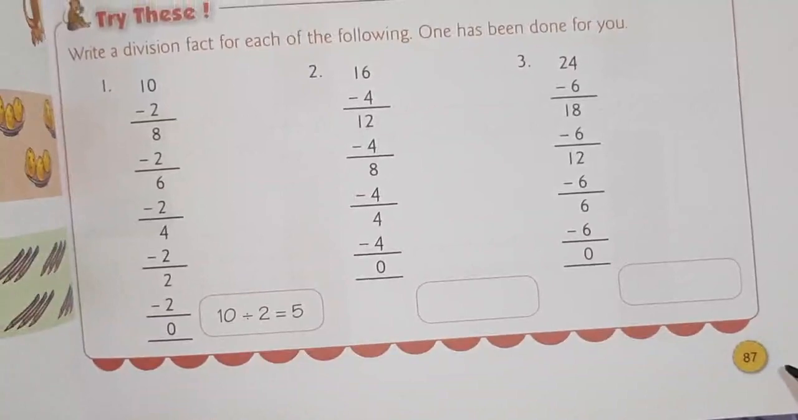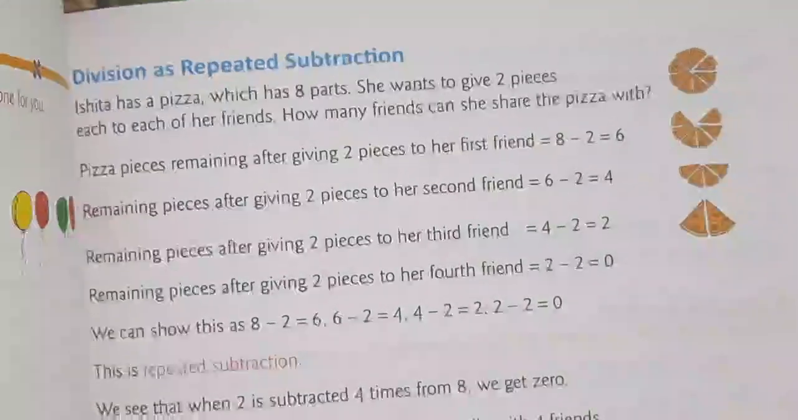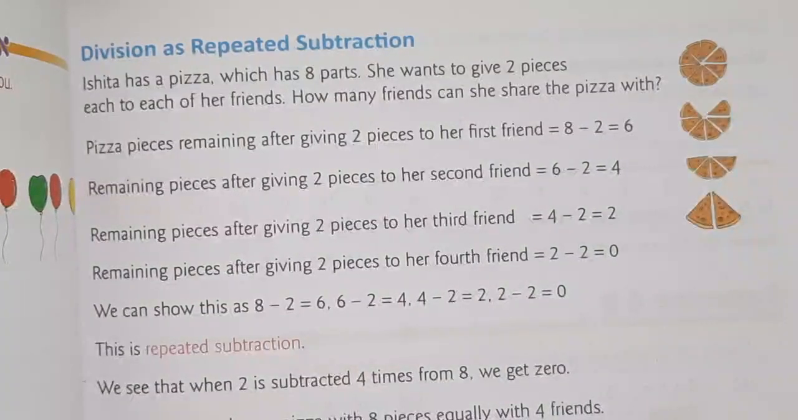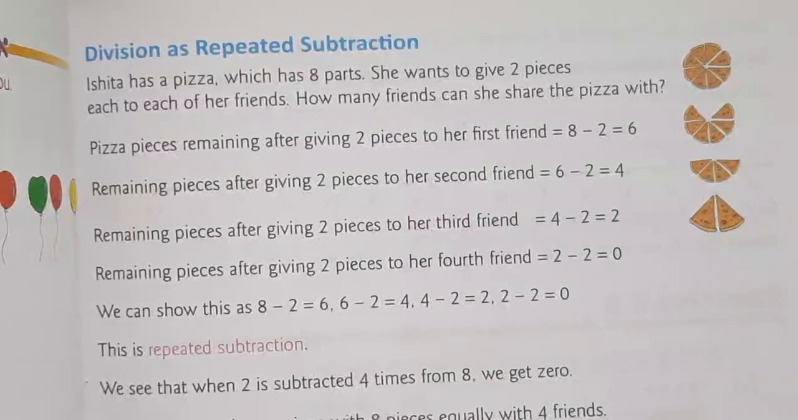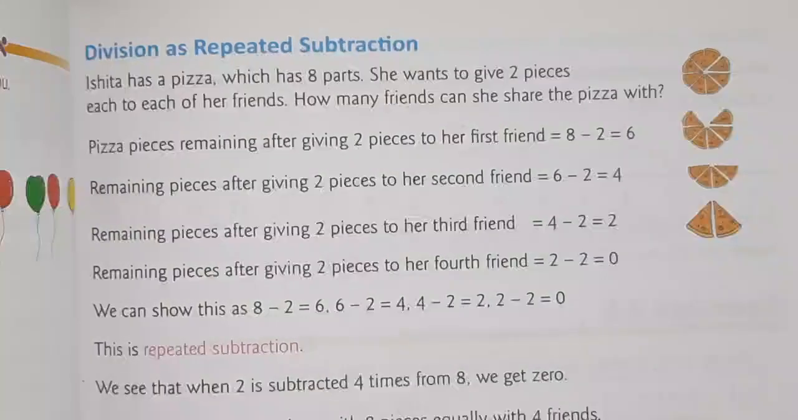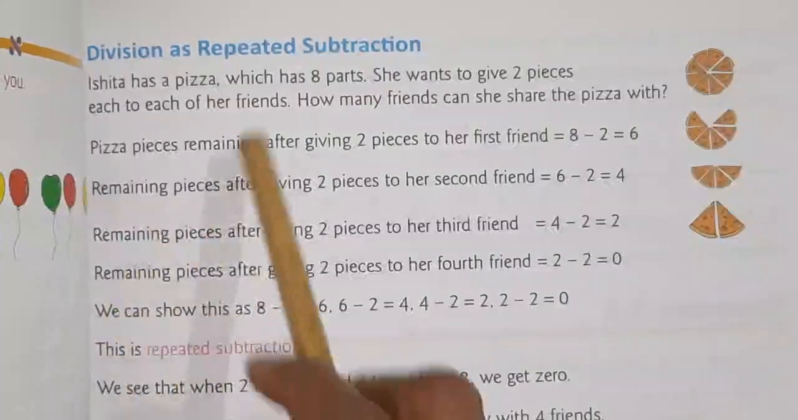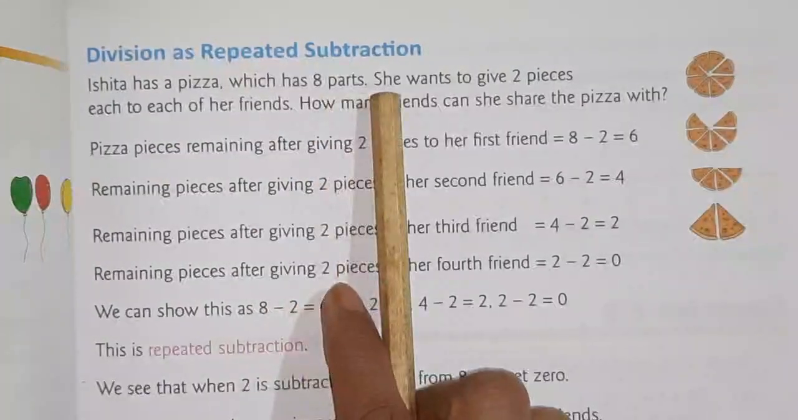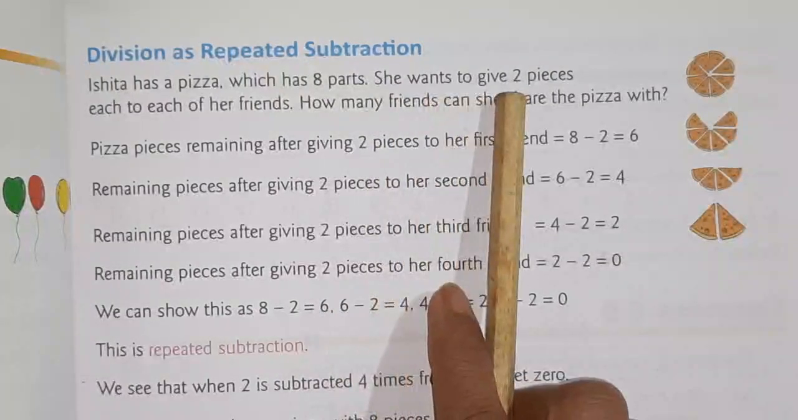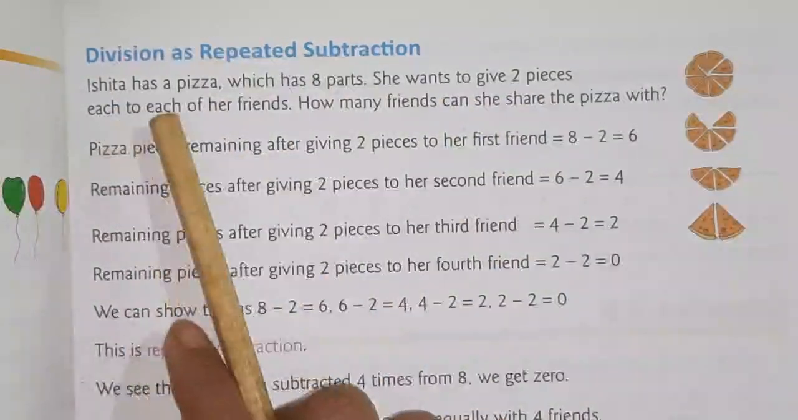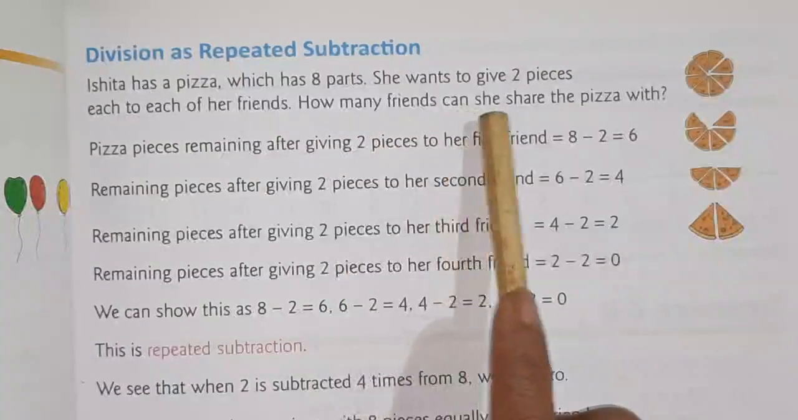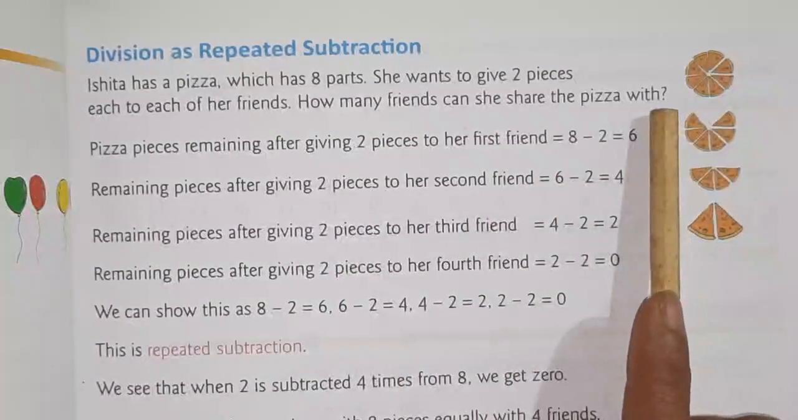This is page number 87. As we have seen in the multiplication chapter that multiplication means repeated addition, the same way we are going to see division as repeated subtraction. Ishita has a pizza which has 8 parts. She wants to give 2 pieces to each of her friends. How many friends can she share the pizza with?